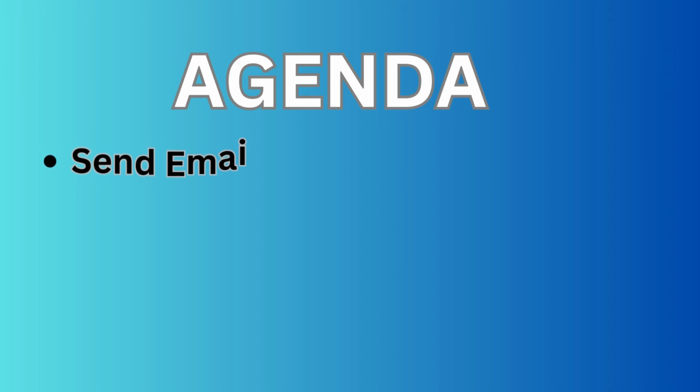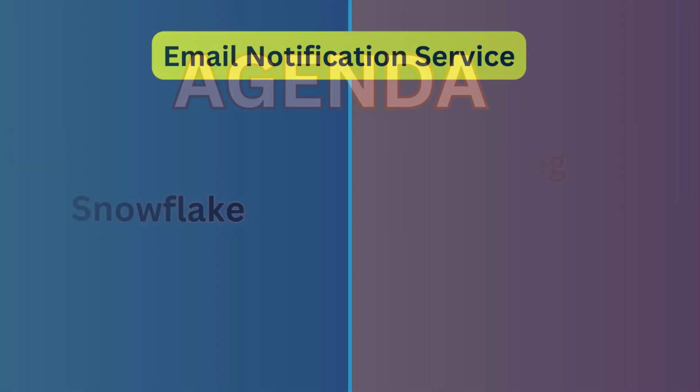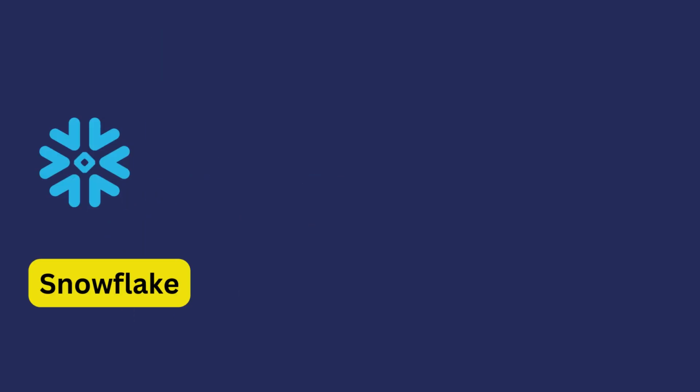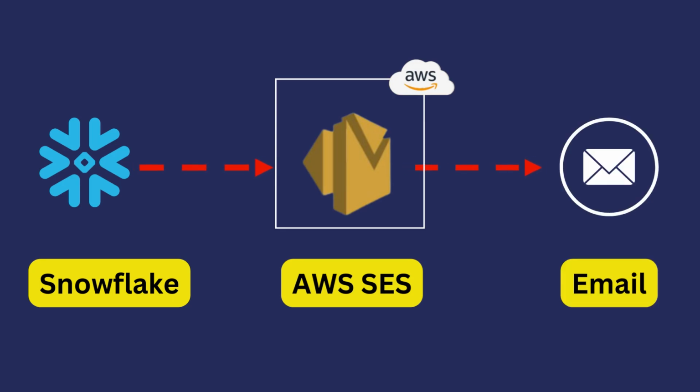In this session, we are going to discuss how to send email notification using the Snowflake account. So all the Snowflake customers can send email notification using the email notification feature. Emails and messages sent from the notification system stored procedures are processed using the AWS Simple Email Service.